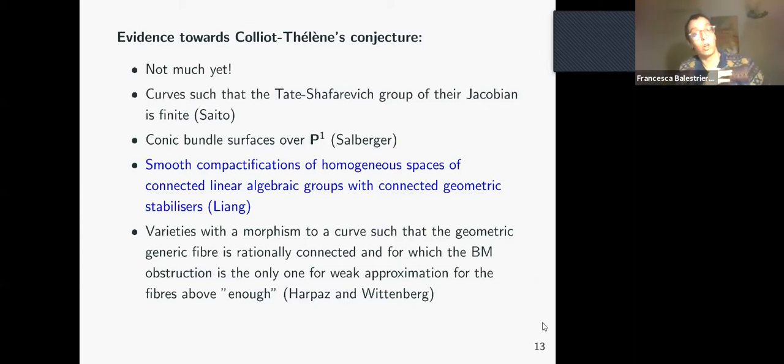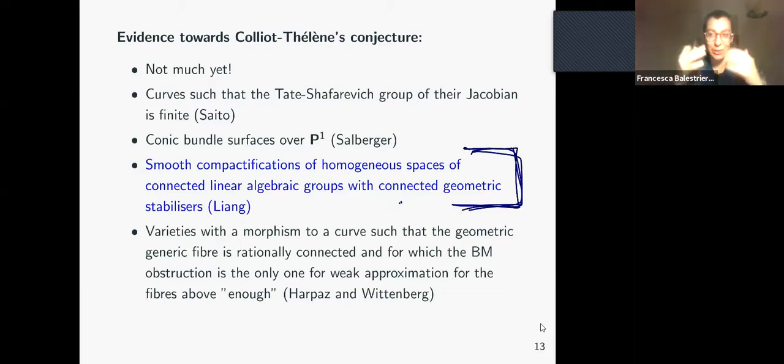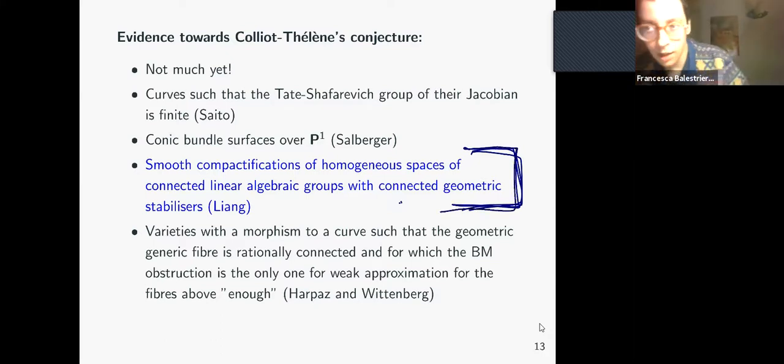We know that this conjecture is true for conic bundle surfaces over P1. We know that this conjecture is true for smooth compactifications of homogeneous spaces of connected linear algebraic groups with connected geometric stabilizers. And this was proven by Liang. The reason why this is blue and the other ones are black is because we're going to be interested in the strategy of this result in order to say something about K3 surfaces and Kummer varieties in the case for zero cycles. The other results are also quite important, but we're going to focus on this one just because we can exploit a similar strategy.